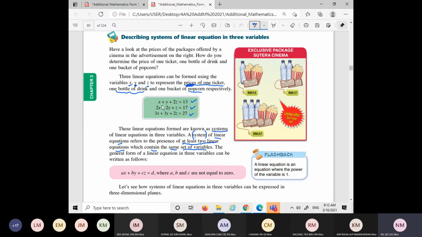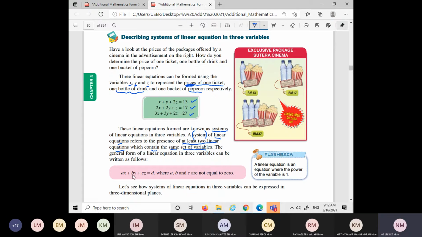You cannot say the first one is x, y, z and the second one is a, b, c. Then the variables are different, and they are not a system of linear equations. They are not in the same system. This is the meaning of the system.